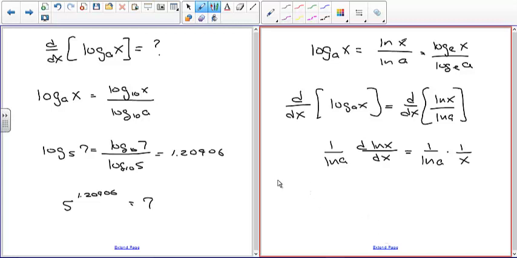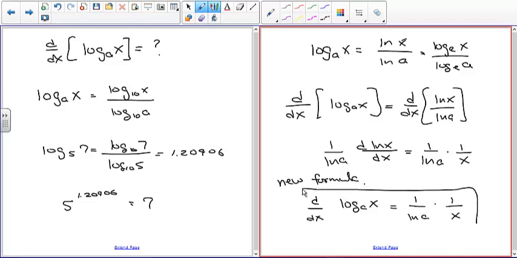So my new formula here: if you have a logarithm with any base other than the natural log, the derivative with respect to x of log base a of x is equal to 1 over the natural log of the base times 1 over x. So now we have another formula.